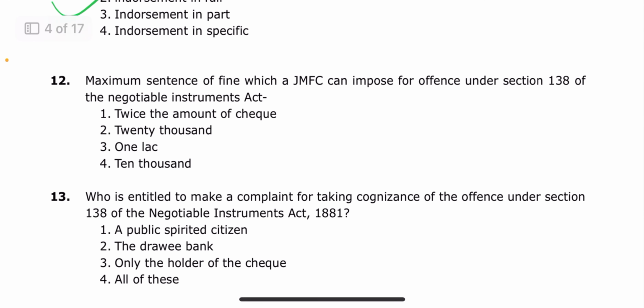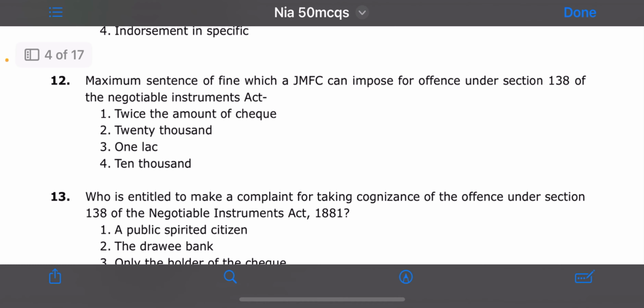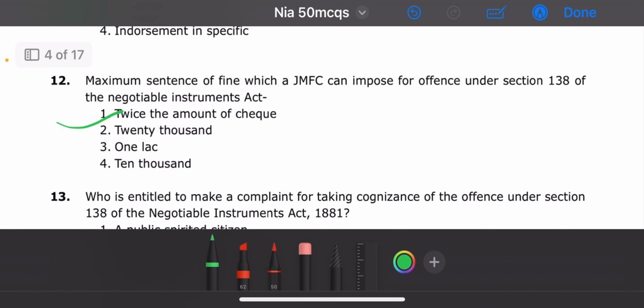Next question, what is the maximum sentence of fine which a JMFC can impose for an offence under section 138 of the Negotiable Instruments Act? The options are: first, twice the amount of check; second, 20,000; third, 1 lakh; fourth, 10,000. The correct answer is first, twice the amount of check.